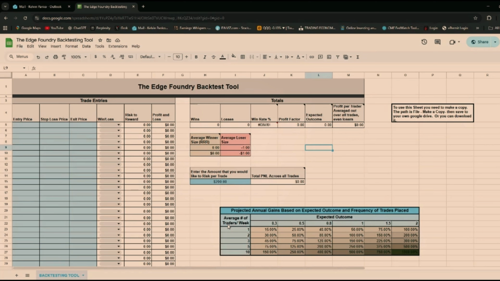So if you're placing an average of one trade per week and you have an expected outcome of one, that means that you can make 50% on your account in an entire year with proper risk management. You're not risking the entire account based on that, but with proper risk management, you can make 50% per year. And as you can tell, this is not really geared towards day trading. I hate to, I don't dislike day traders.